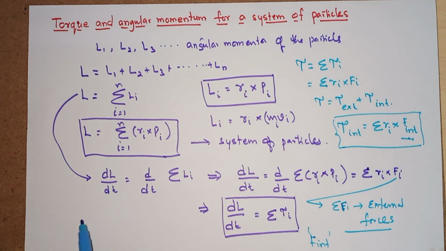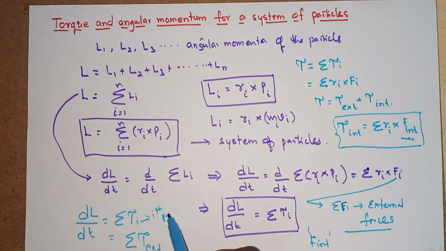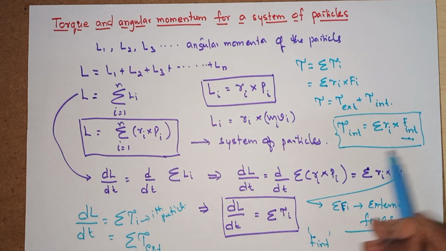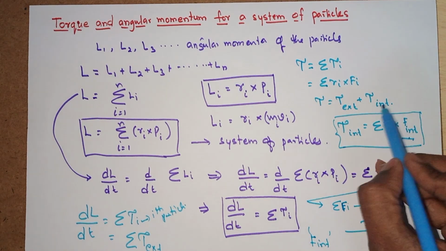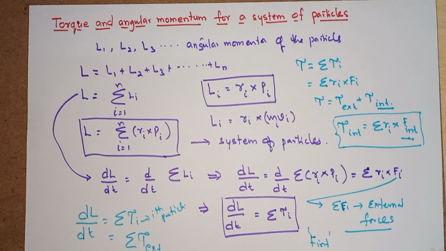Here when you write dL by dt, which is tau i, tau i means dL by dt, which is called as tau external. This is the ith particle, don't be confused with the ith particle. So here when you write internal, right? This is a simple discussion about the rate of change of angular momentum and determination of the torque.